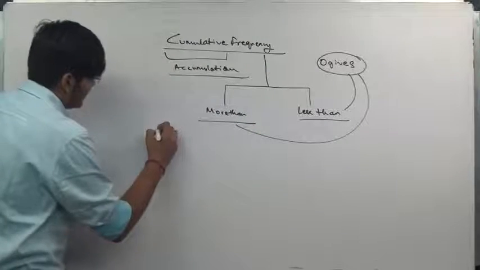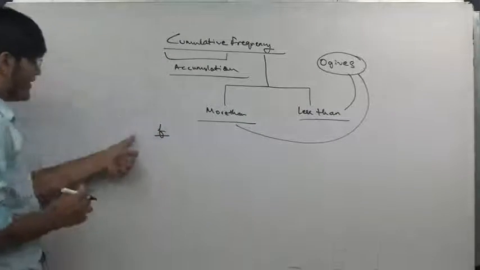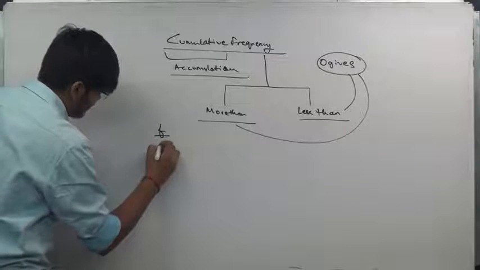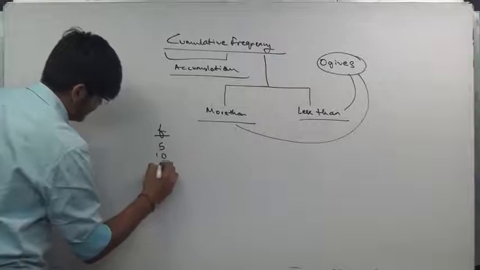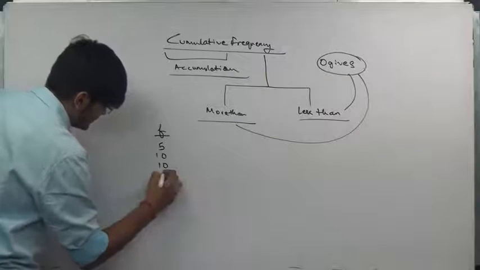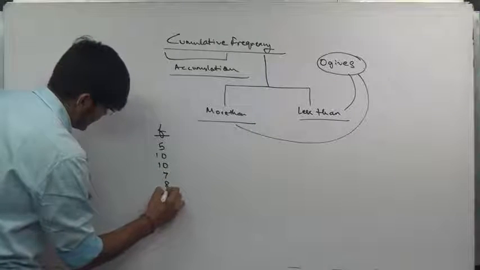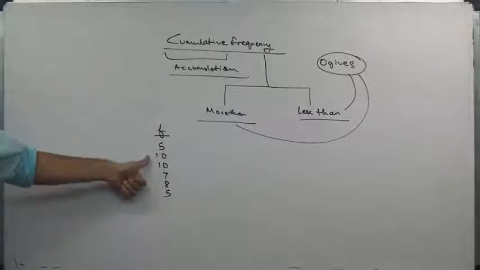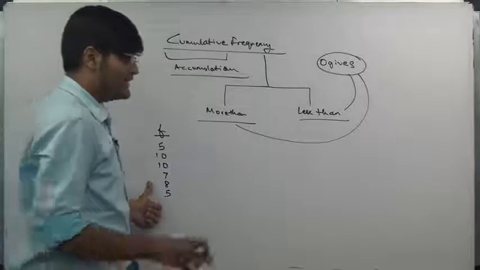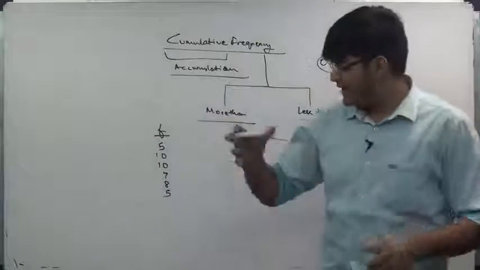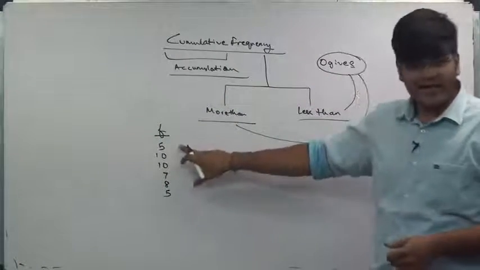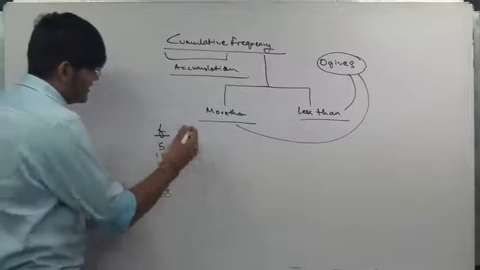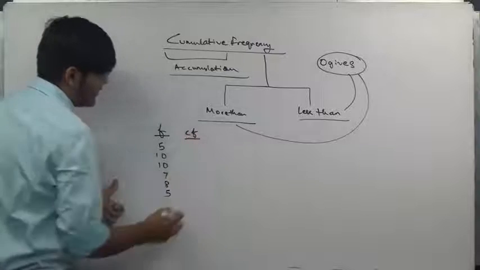For example, the frequency, denoted by small f, which has been given to you in your sum, is supposedly 5, 10, again 10, any figures you can take, 7, 8, and then again 5. Suppose these are the set of numbers that you have been given as frequency. Now they can be repetitive, unlike class. So now it has been given to us to calculate the cumulative frequency.